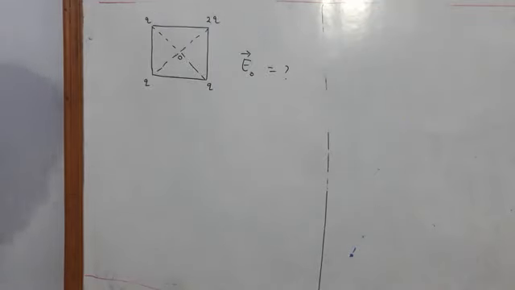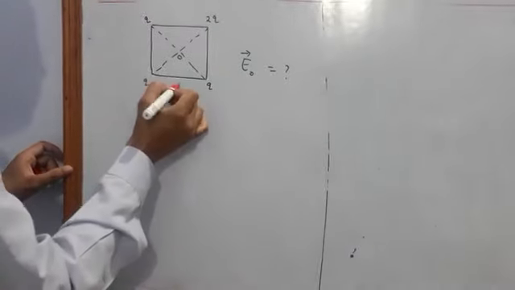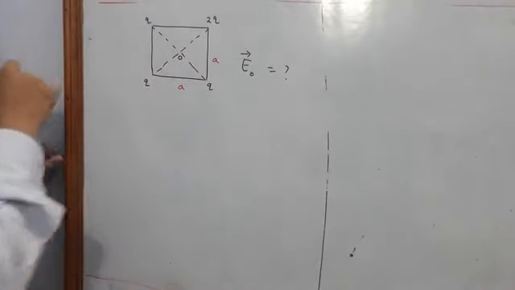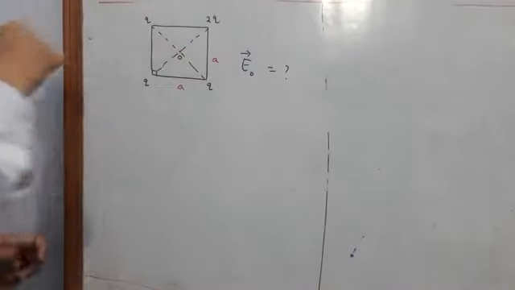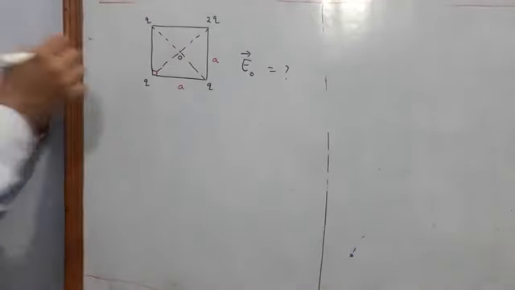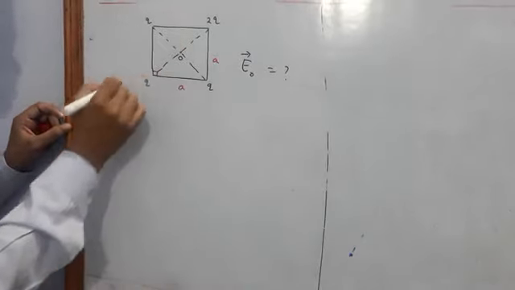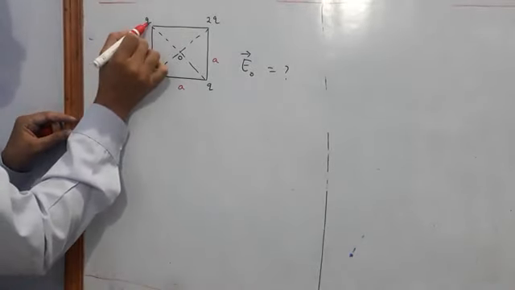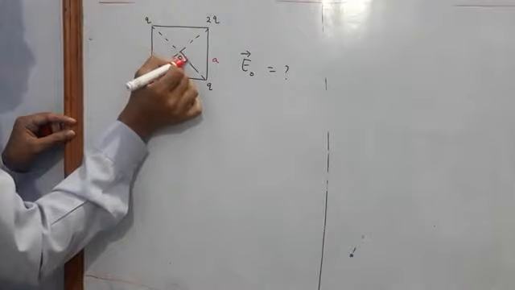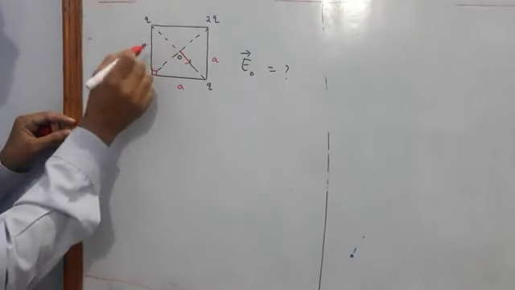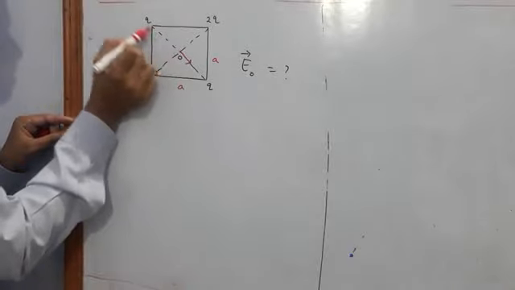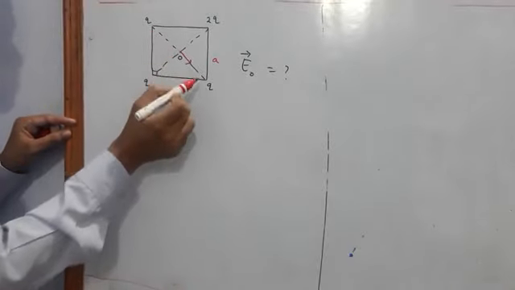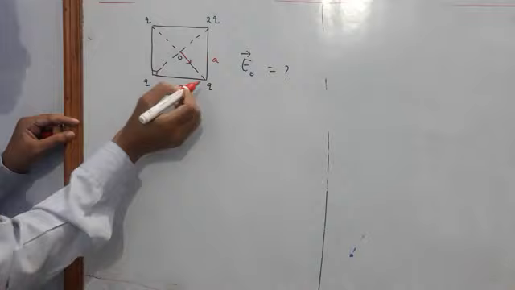Let's see one question. Here we have 4 charges placed at the vertices of a square of each side a, and we have to find the net electric field at the center of the square, that is at point O. We assume all these 4 charges are positive. This charge will have an electric field in this direction, and its value will be 1 by 4 pi epsilon naught Q upon this distance square. This is half the diagonal of the square. Diagonal is root 2 a. You can find it out.